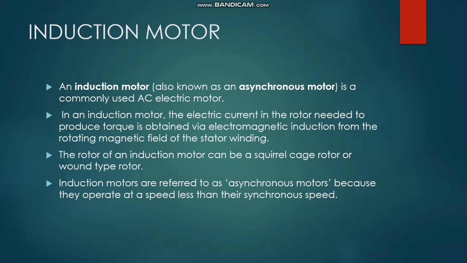Induction motors are referred to as asynchronous motors because they operate at a speed less than their synchronous speed. First of all, we should know what synchronous speed is. Synchronous speed is nothing but the speed of the rotating magnetic field. A machine which runs at synchronous speed is called a synchronous motor, and a machine which runs at less than the synchronous speed is called an asynchronous motor. Induction motors come under the category of asynchronous motors because they run at a speed lesser than the synchronous speed, so they are called asynchronous motors.